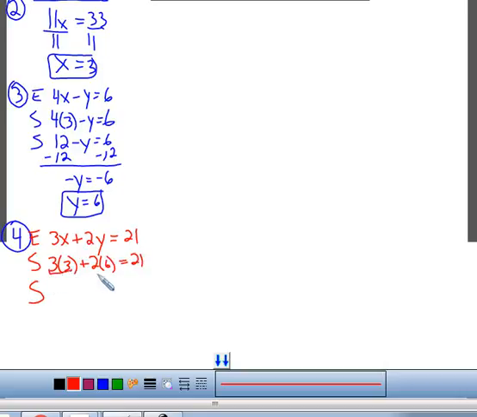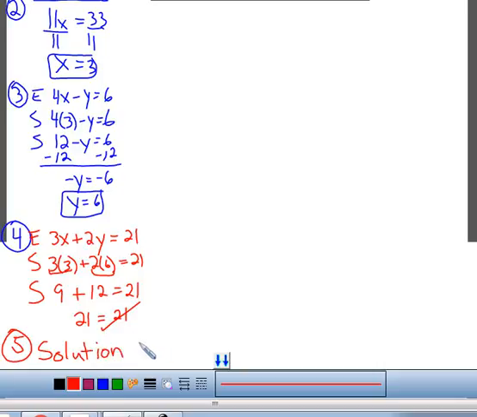So now I'm going to multiply those together. I get 9 plus 12, and 9 plus 12 is 21, so 21 equals 21. Alright, step 5. So this checks. Remember, you do need to do this. State your solution in the form of a coordinate point, (3, 6).